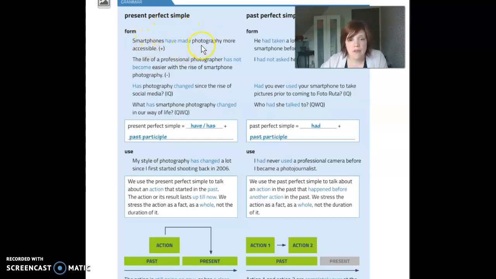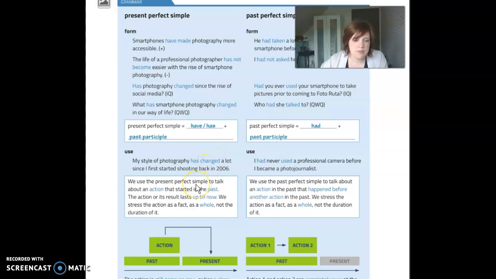Smartphones have made photography accessible. The life of a photographer has not become easier. So a negative sentence. Has photography changed? Inversion question. What has photography changed in our way of life? Question mark question. We form the present perfect simple tense by have or has for the third person, plus the past participle. And when we use it then, that is more important.